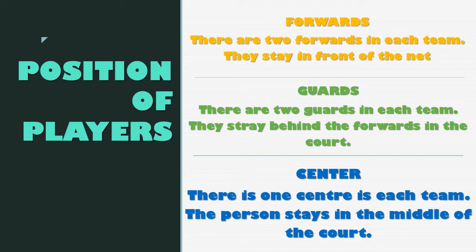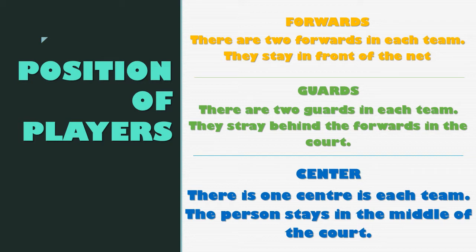The next position is called guards. We have 2 guards in each team in a basketball game. They stay behind the forwards in the court. Then the next one is the center position. There is one center in each team. When we talk about center, you already know that means the player is staying at the middle of the court.